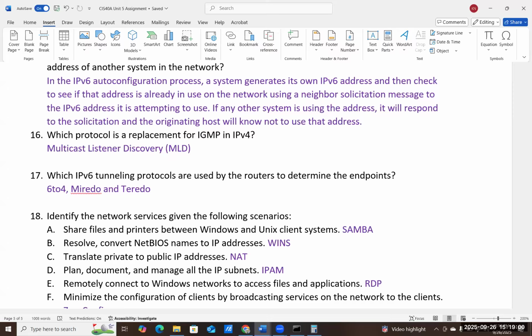So there would be specific protocols used for this, 6in4, Teredo, and ISATAP. It's designed for routing purposes. Okay.